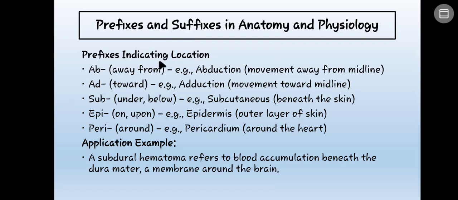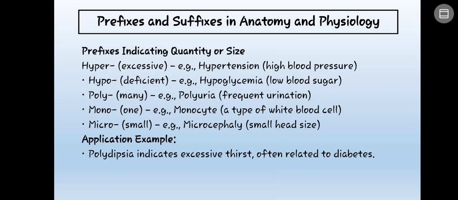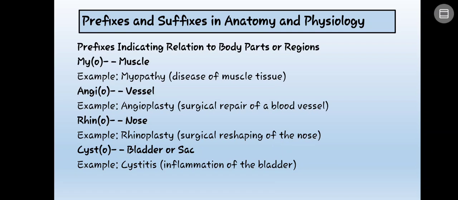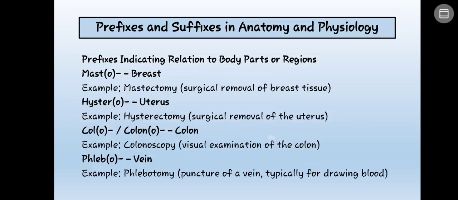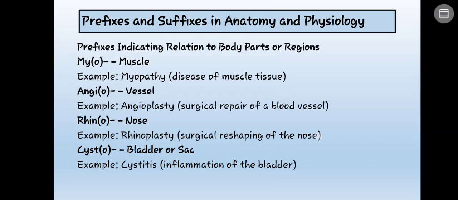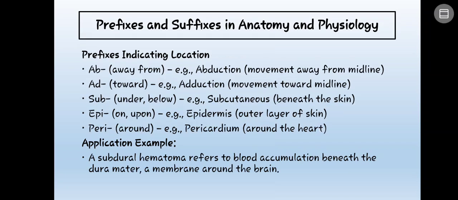Okay, good. So let's look at some of the prefixes. We have some prefixes that indicate location. We have prefixes that indicate quantity or size. We have prefixes that indicate time or speed. We have prefixes that indicate relationship to body parts or regions. So we have a lot of prefixes and suffixes, and we'll be looking at some of them.